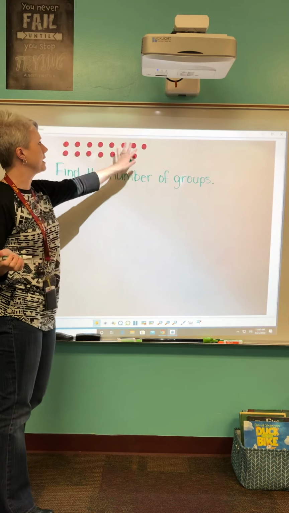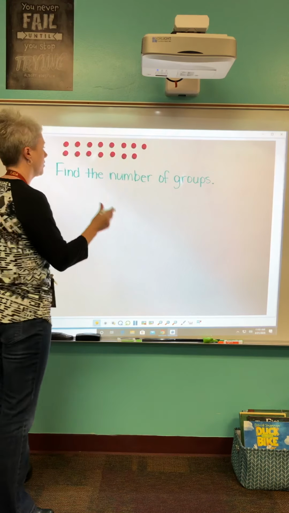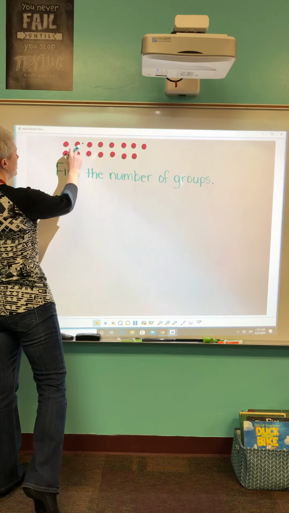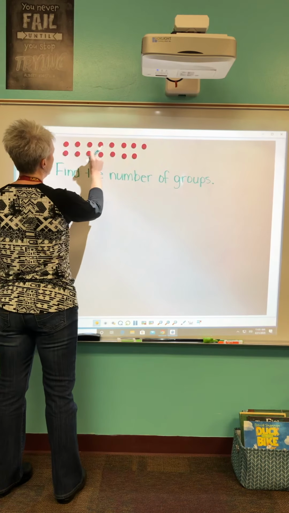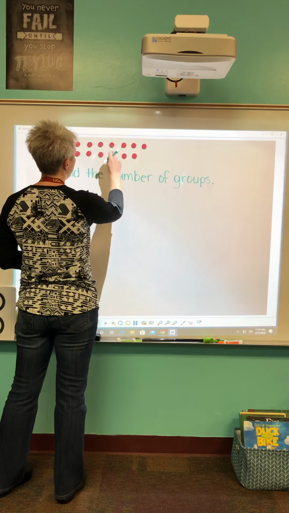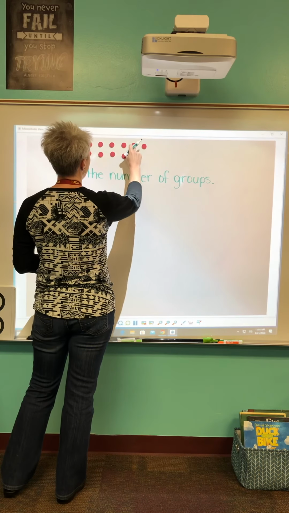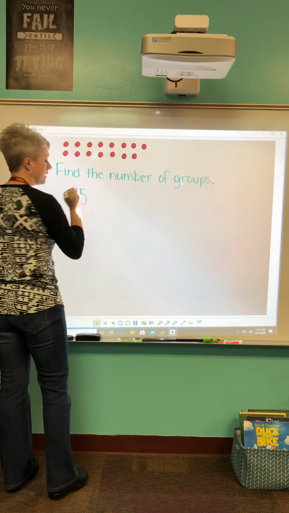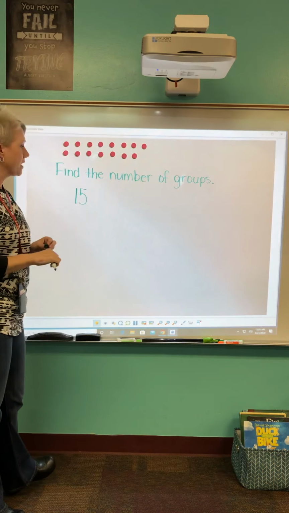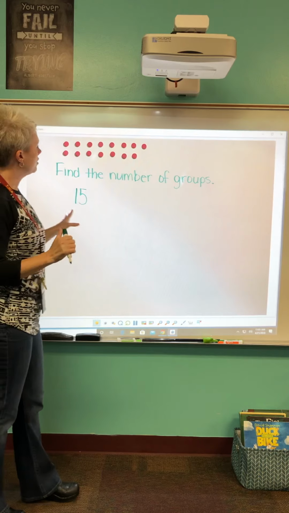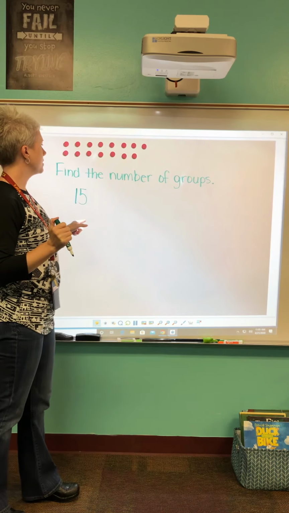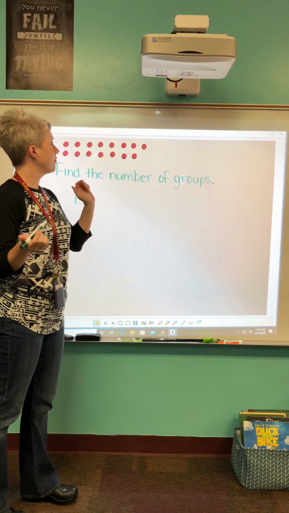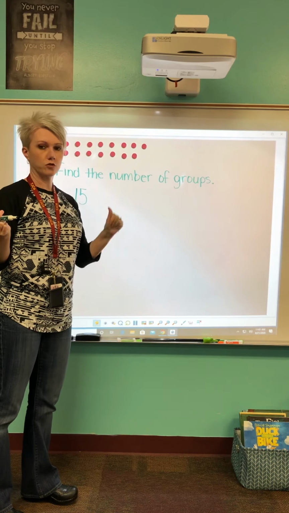Let's count how many cookies I have all together, okay? Because we need our whole number first. 1, 2, 3, 4, 5, 6, 7, 8, 9, 10, 11, 12, 13, 14, 15. So I have 15 cookies, okay? And I want to divide my cookies into equal groups, but I don't know how many groups I'm going to have yet. But I want to put 5 cookies in each group.